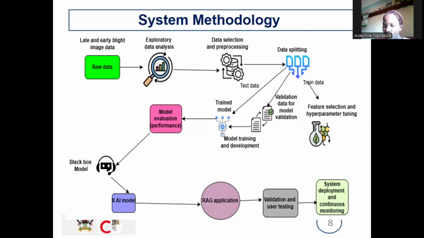Train data was used for feature selection and hyperparameter tuning. Validation data was used for model validation. Test data was used to test the trained model.